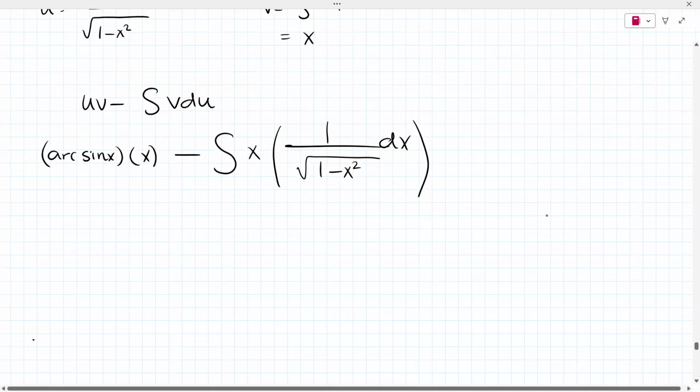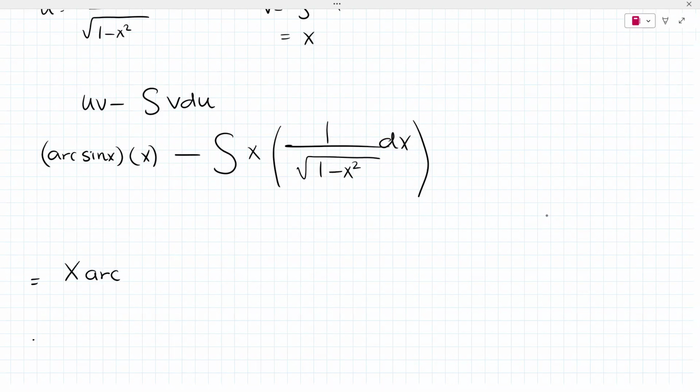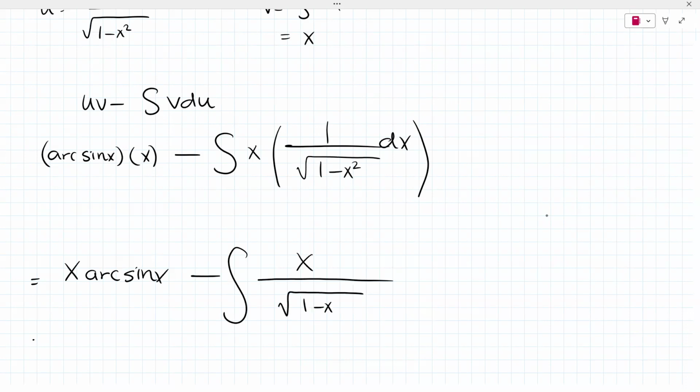And then put it all together, you get x arc sin of x minus x times this. It's just x over square root of 1 minus x squared dx. And then how will we do this? So this is good. There's nothing else we can do. What about the integration of x over square root of 1 minus x squared dx?